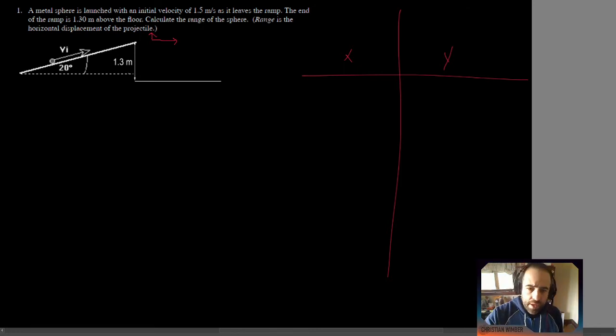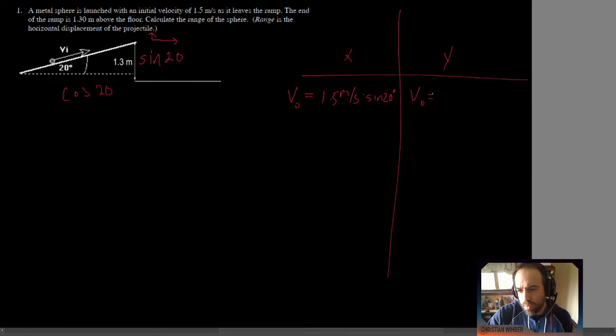Now looking at this triangle right here, how are we going to split that up? Well, the sine part of the triangle is this side, so that'll be the sine of the angle. And the cosine of the triangle is this side, so that'll be the cosine of the angle. So we can tell that the initial velocity in the x, horizontal, is 1.5 meters per second times sine 20. And the initial velocity in the y will be 1.5 meters per second times cosine of 20.